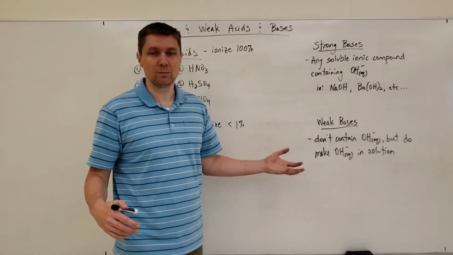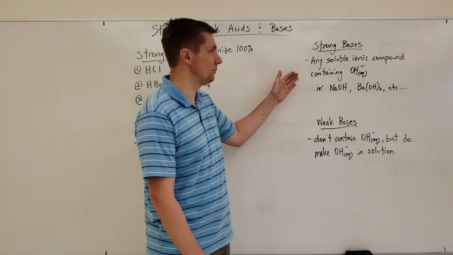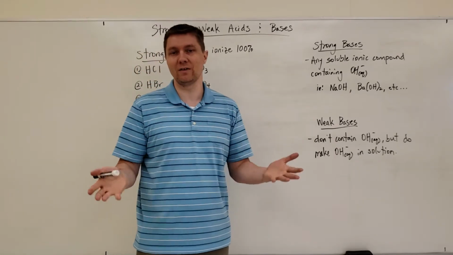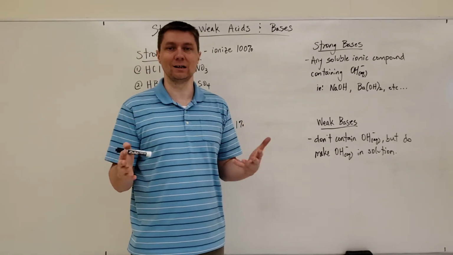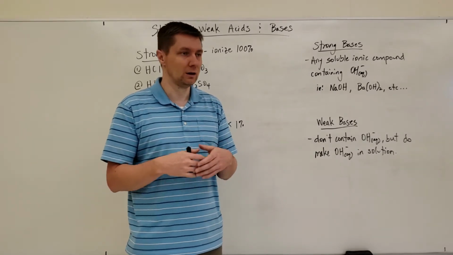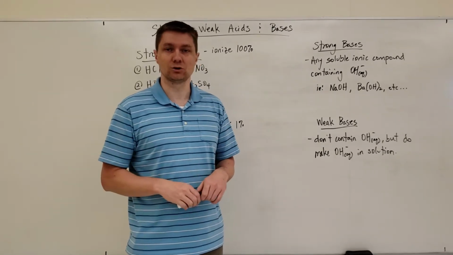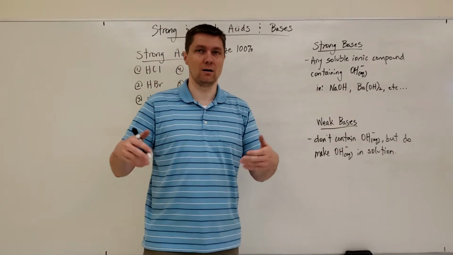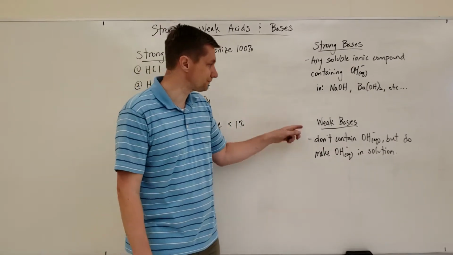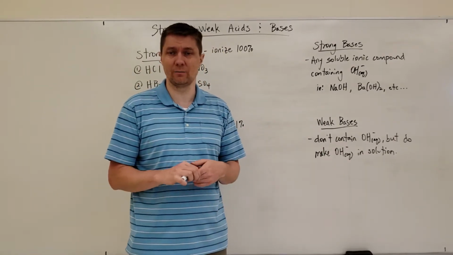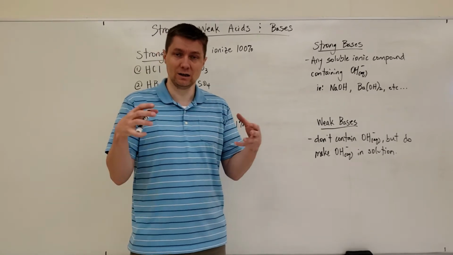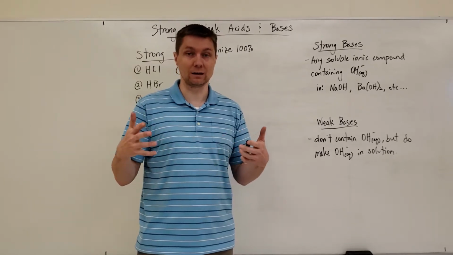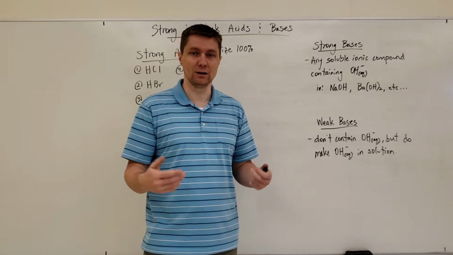For strong bases and weak bases, the definitions are a little bit different. For strong bases, there isn't like a set list or number of them that we give. We just kind of simplify the definition by saying if it's a compound that contains hydroxide in the chemical formula and it's soluble in water, then that's going to be a strong base. So things like sodium hydroxide, barium hydroxide, ammonium hydroxide, these are all strong bases. A weak base is going to be any compound that doesn't contain OH- in the chemical formula, but when you put it into water, it's going to make hydroxide ions in solution.